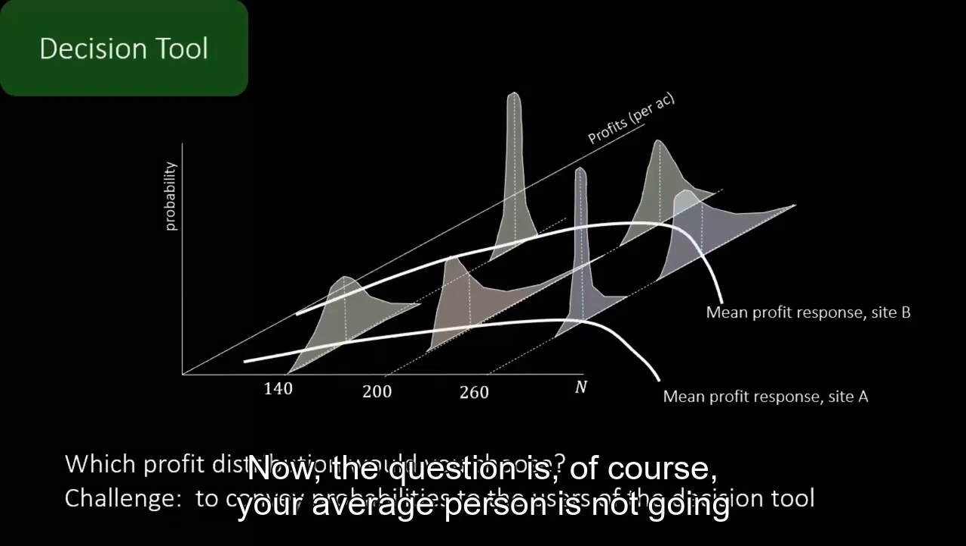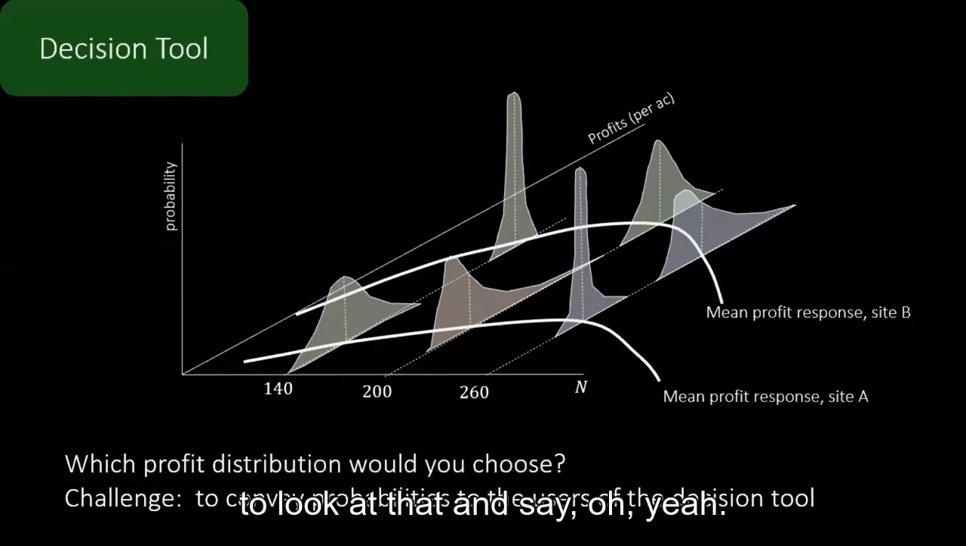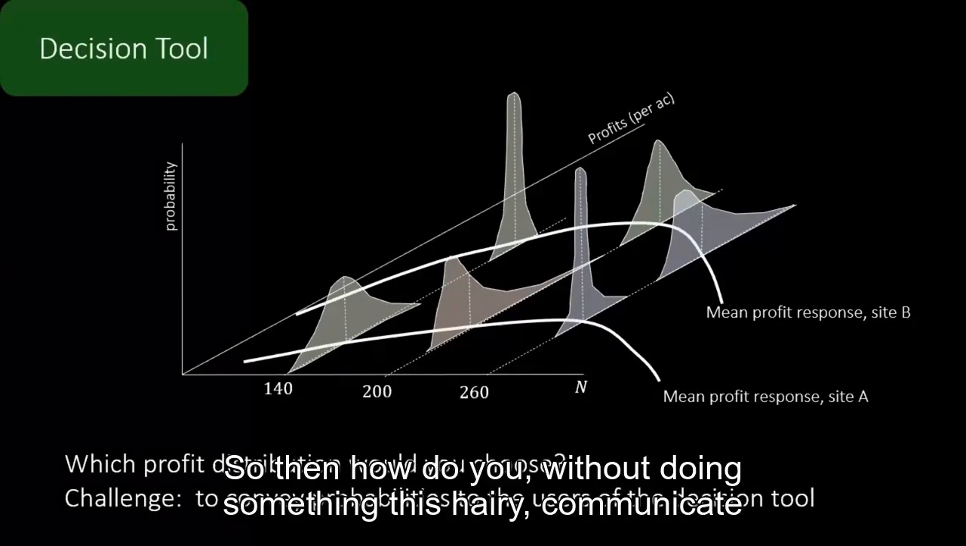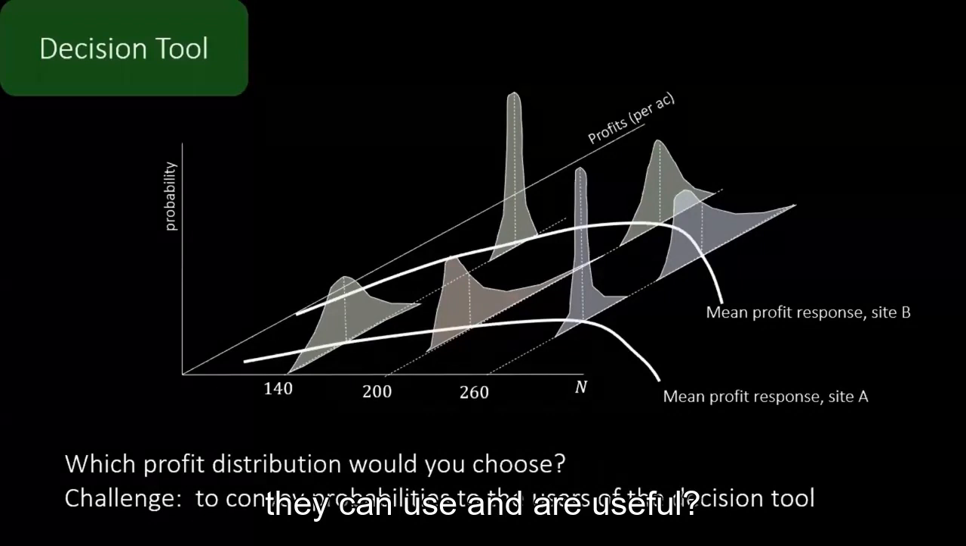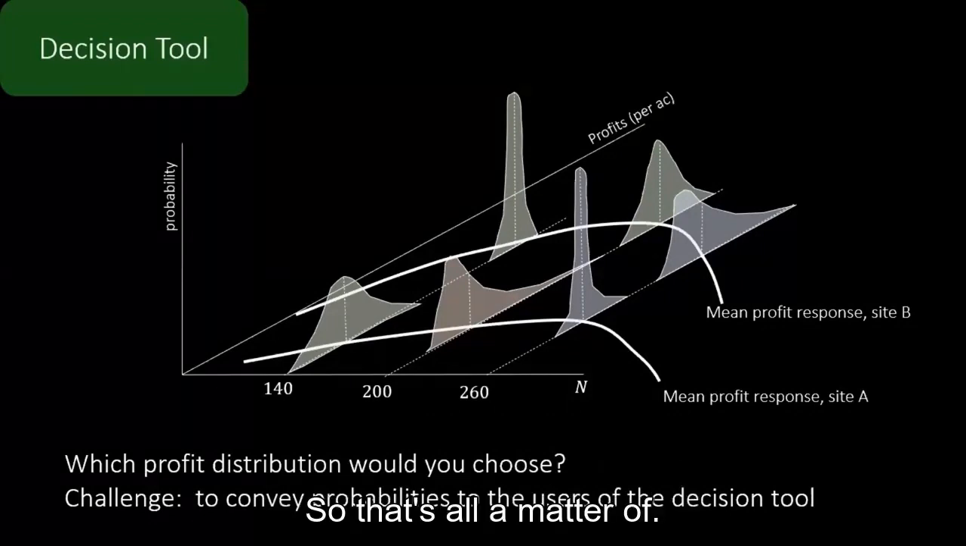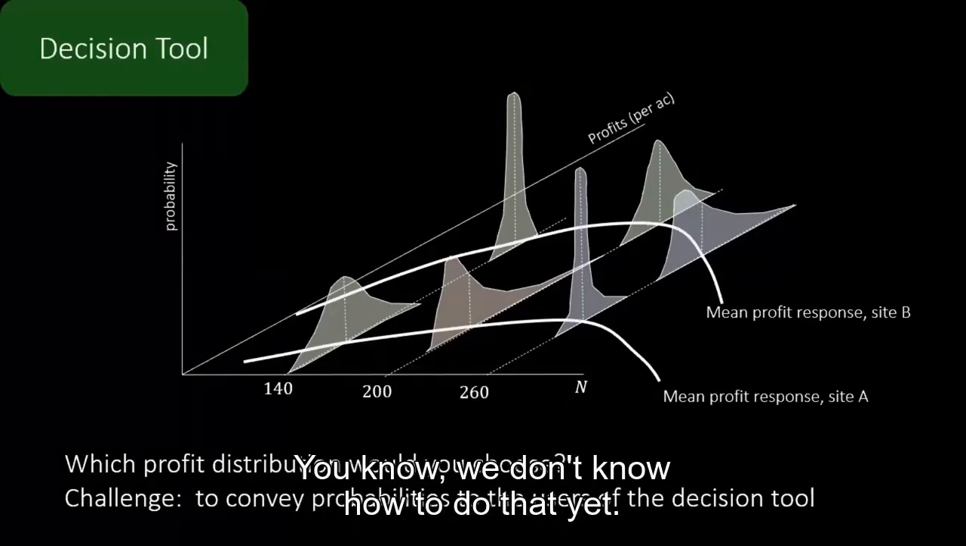Now, the question is, of course, your average person is not going to look at that and say, oh, yeah. So then how do you, without doing something this hairy, communicate these ideas of probability to people in ways that they can use and are useful? That's all a matter of, we don't know how to do that yet.